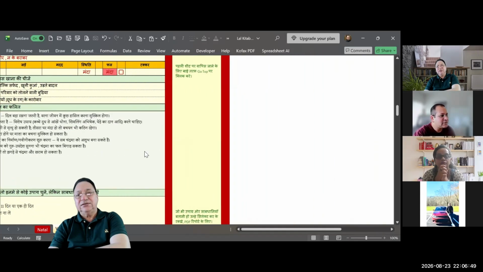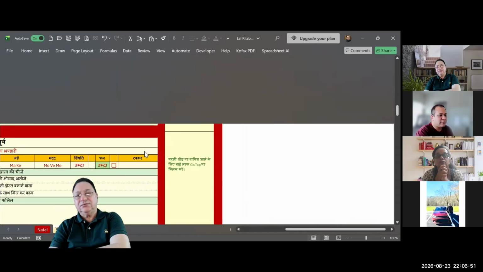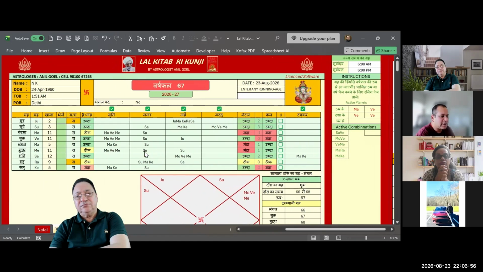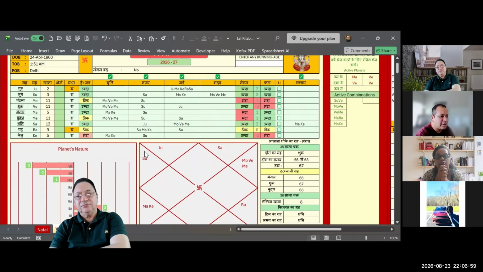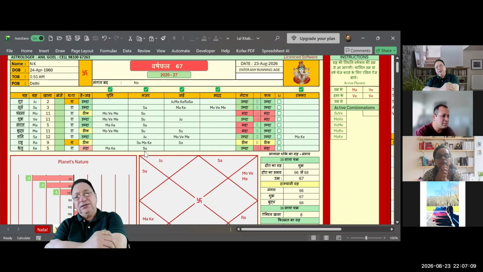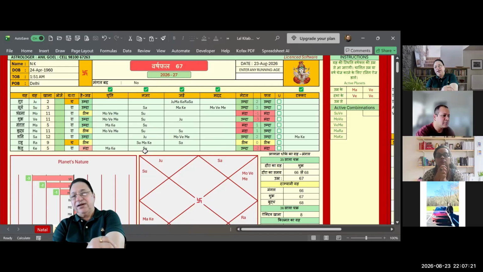And in the Varshfal, the 35-year cycle, on what basis are we calculating that? This is based on the time of birth. In Lal Kitab there is a system. When the birth takes place before sunrise, then Ketu is your Janam Samay planet, which is also called Kismat ka Grah, the planet of fate.